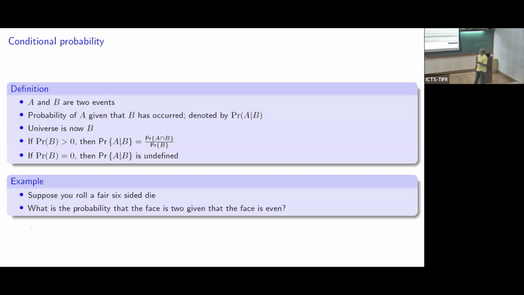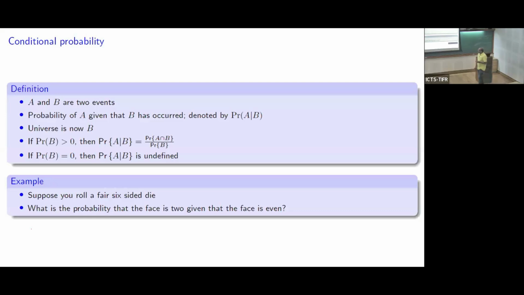And what is the probability that you get 2 and it is even? That is 1 by 6, right? If it is 2, you know that it is even. So A intersection B is just the event that it is 2. So it is 1 by 6 divided by 1 by 2, which is 1 by 3. And you can see that this probability has changed. It is not 1 by 6. Given that you know that it is even, the probability has changed from 1 by 6 to 1 by 3. The probability has actually increased.